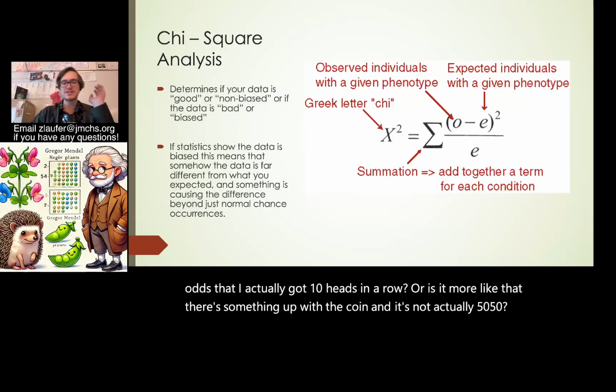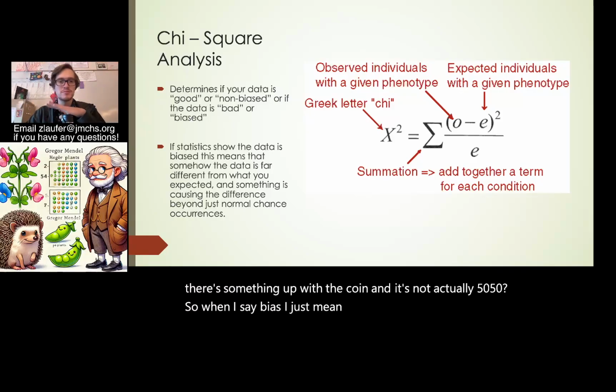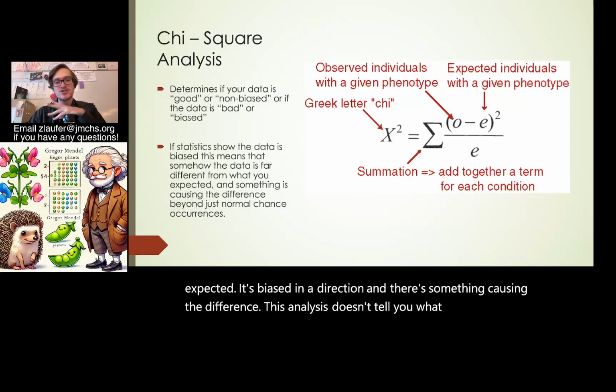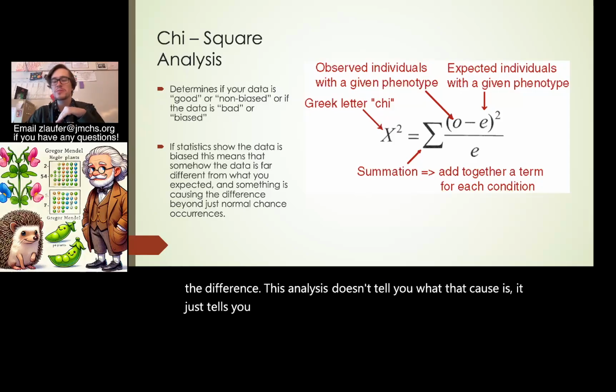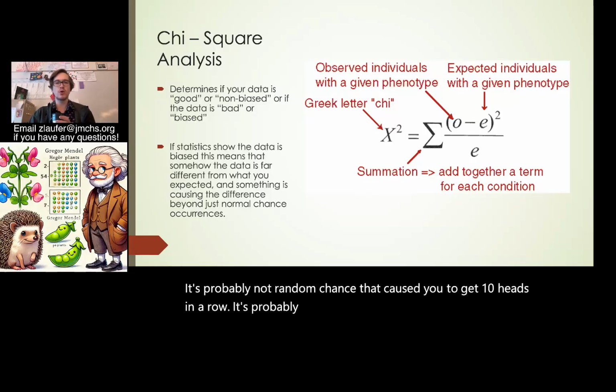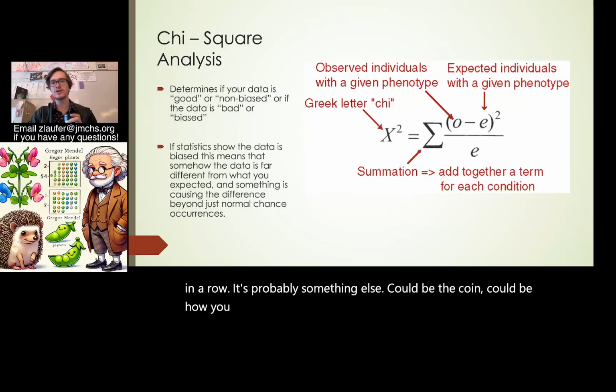So when I say bias, I just mean data being different from what you expected. It's biased in a direction. And there's something causing the difference. This analysis doesn't tell you what that cause is. It just tells you that it's probably not random chance that caused you to get 10 heads in a row. It's probably something else. Could be the coin, could be how you flip it, doesn't matter.